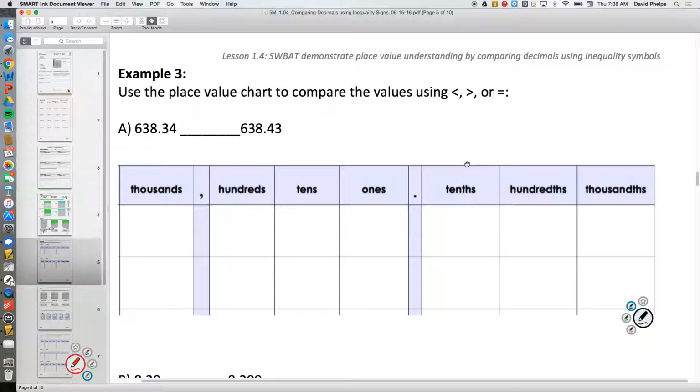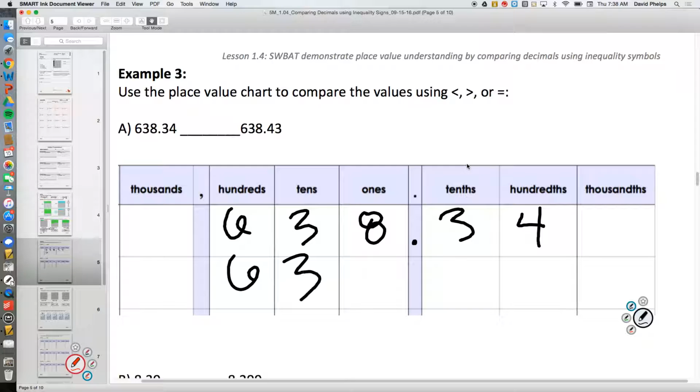Well, this time instead of a model, we're going to use our chart. Take each digit and write it in the correct spot. 638 and 34 hundredths. And then write your next one. 638 decimal point 43. To compare values using this chart, we start from the far left, the largest place value in the digit.